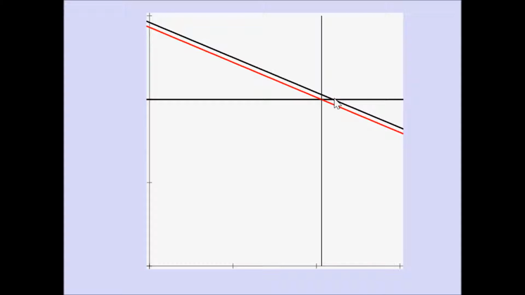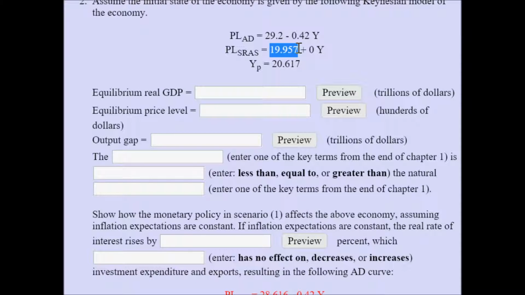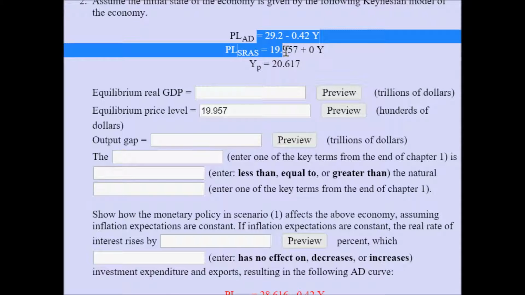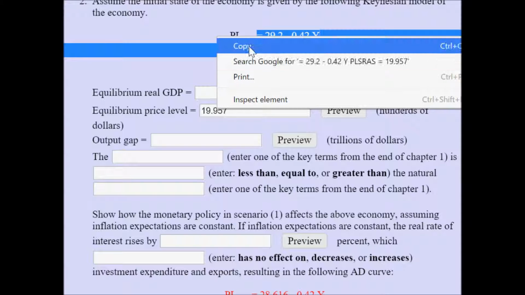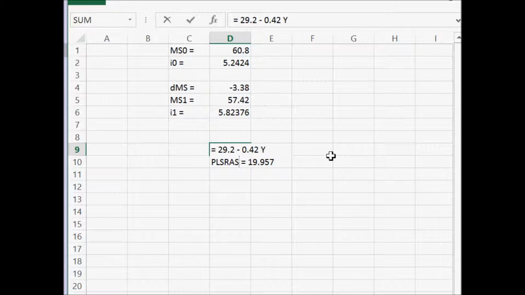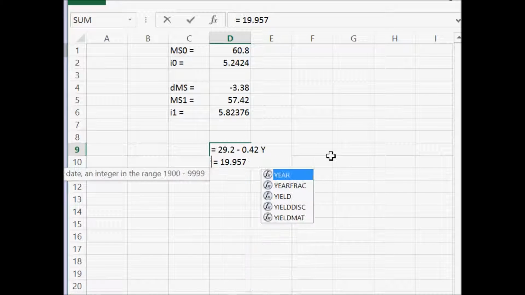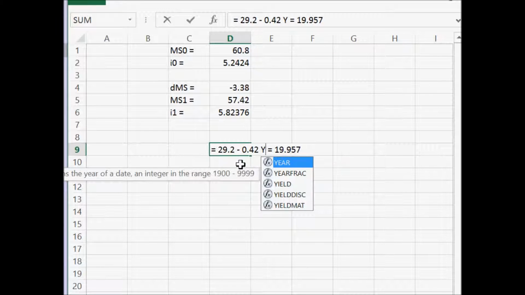Notice the price level is equal to the intercept of the Keynesian short-run aggregate supply curve, because there's no slope here. You just copy the intercept of the short-run aggregate supply curve to get the equilibrium price level. Now, to get the equilibrium GDP level, I'm going to copy these portions of aggregate demand and short-run aggregate supply into Excel and then do a little algebra to get real GDP. So what I'm going to do is backspace until I get to Y, real GDP.